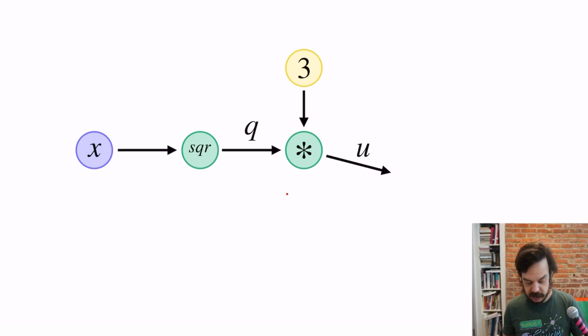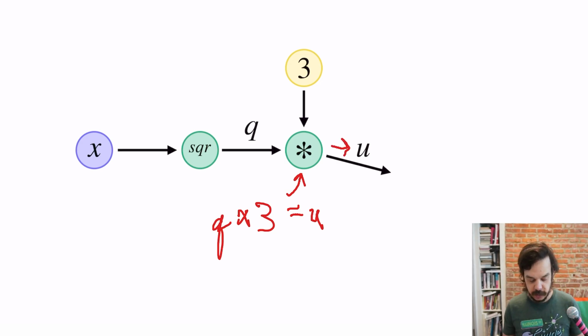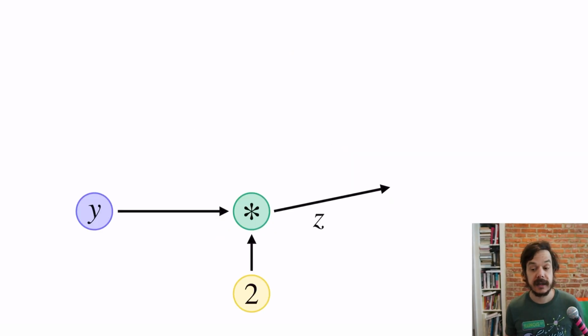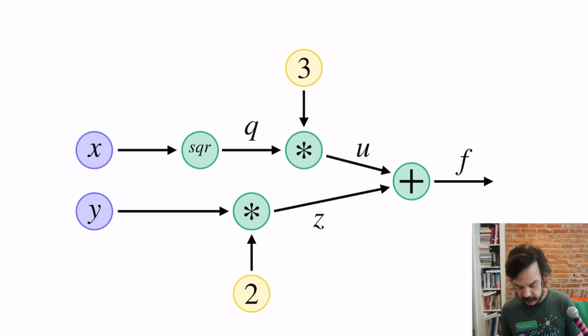The next bit here is just the multiply by 3 operation. So the inputs to our multiply node are both q and 3, and the way to read this is you apply the operation multiply to the inputs q and 3, and those equal the output, in this case u. And to do the second half of our math equation here, we have y times 2 equals z, and finally we have z plus u equals f.